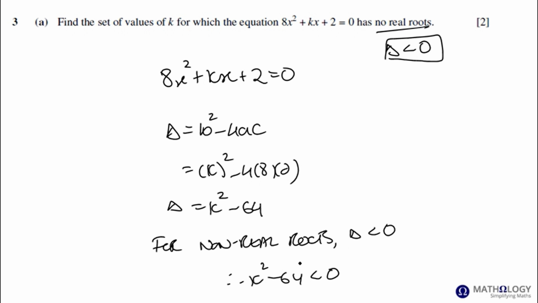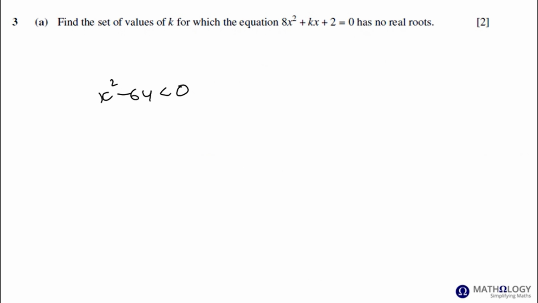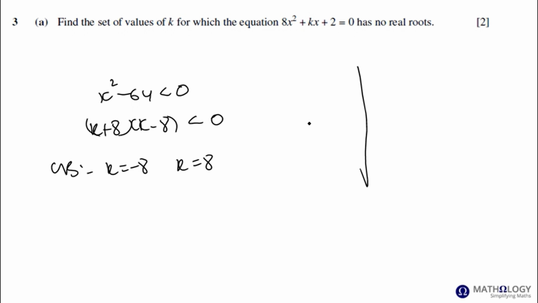We now have a standard quadratic inequality to solve. So (k plus 8) times (k minus 8) is less than 0. The critical values are minus 8 and 8. Draw a sketch. These critical values are the x-intercepts of this corresponding quadratic function. So it's minus 8 and 8.